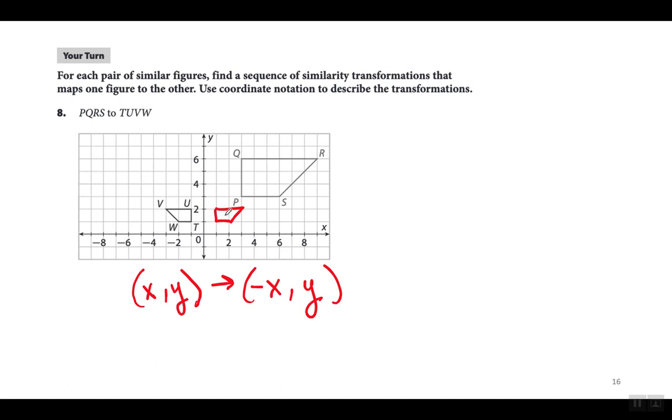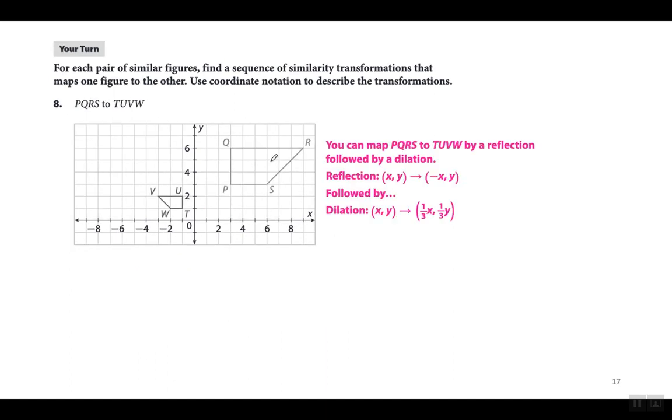You got to do a dilation to make it bigger, and you got to move this trapezoid to the right and up. To the right and up. All right, so let me show you the answer so you can see what I mean. All right, you got to do a reflection. You got to do a dilation. Oh, I guess I'm wrong about moving it to the right and up. Wait a minute.